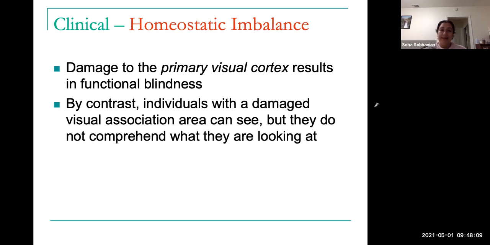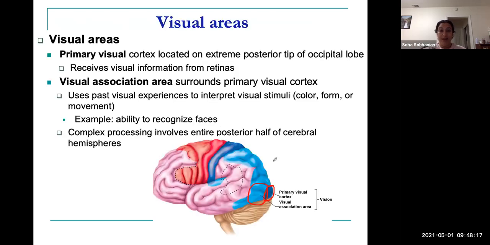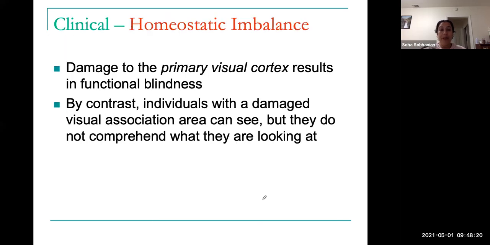In contrast, read this, guys. Individual with damage to the visual association area, which basically means the area that was right in front of it, right? This area right here. They can see. So I can hold this in front of them and they can see something is in front of them. They can see the shape of it, etc., but they might not be able to tell you what this is. They cannot comprehend that this is a pen, or this is a phone, or this is a mouse. So that connection is missing. There's nothing wrong with them seeing the object, they can hold it, they can do whatever they want, but they cannot tell you what they're actually looking at.